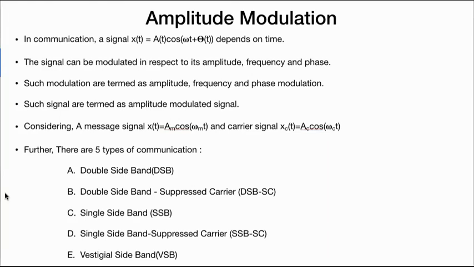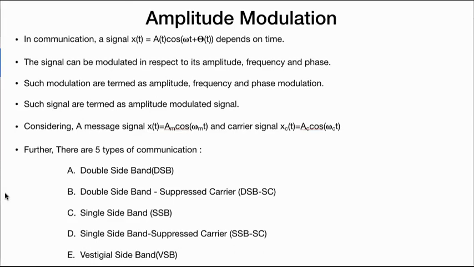The signal can be modulated in respect to its amplitude, frequency, and phase. Such modulations are termed as amplitude modulation, frequency modulation, and phase modulation, accordingly, whichever is being modulated. Such signals are termed as amplitude modulated signals if their amplitude is being modulated with the message signal.